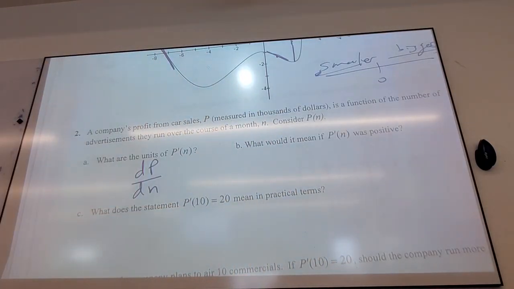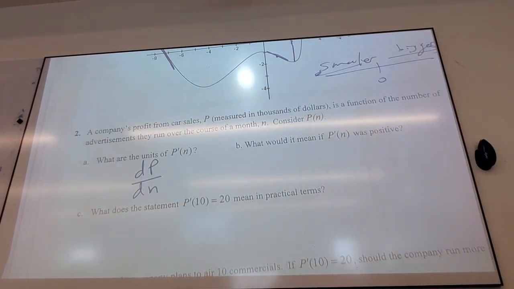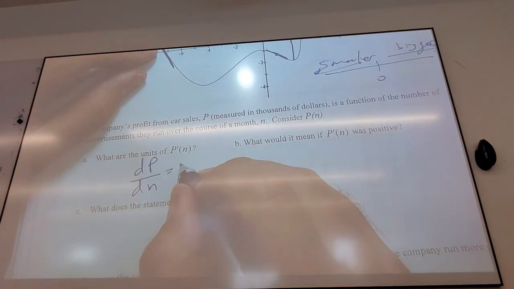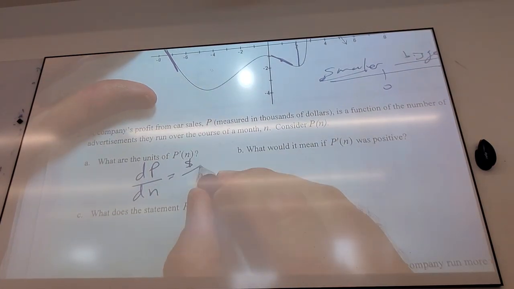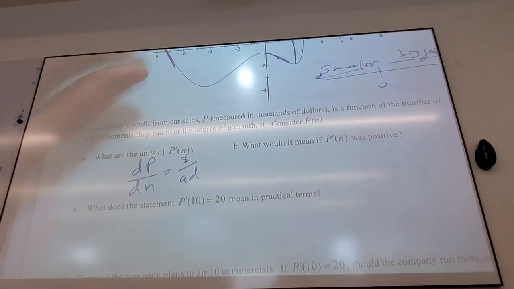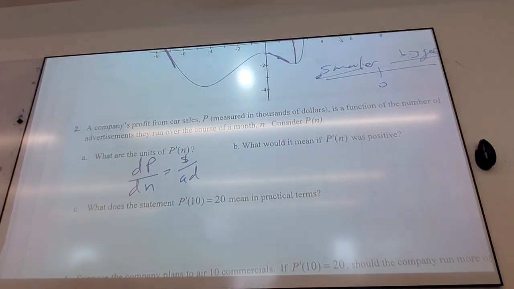What units is P in? Thousands of dollars. And what unit is N in? Number of advertisements. So this would be thousands of dollars, and this would be dollars. We'll just put dollars per ad. So like miles per hour, dollars per ad. Are you with me?